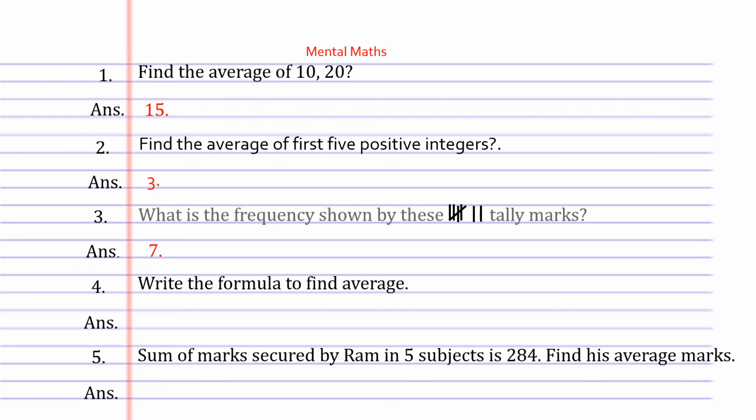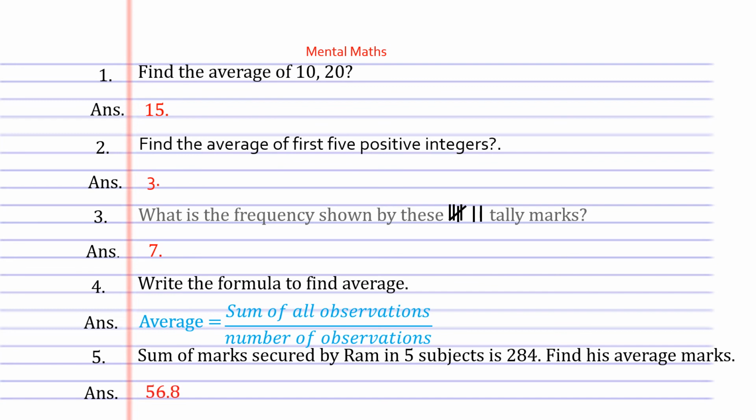Now the frequency is 7. Now the general formula to find average we have learned in the last module, that is average is equal to sum of all observations upon number of observations. Last one, sum is 284 and number of subjects are 5. So to find out average, we need to divide 284 by 5 and the answer will be 56.8.